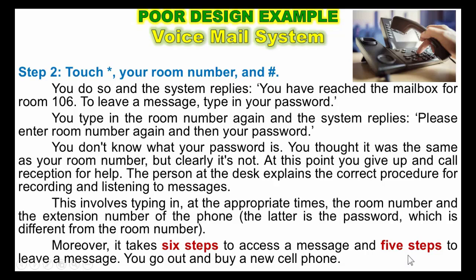At this point, you give up and call the reception for help. The person at the desk explains the correct procedure for recording and listening to messages. This involves typing in at the appropriate times the room number and the extension number of the phone. The latter is the password, which is different from the room number. Moreover, it takes 6 steps to access a message and 5 steps to leave a message. You go out and buy a new cell phone instead.